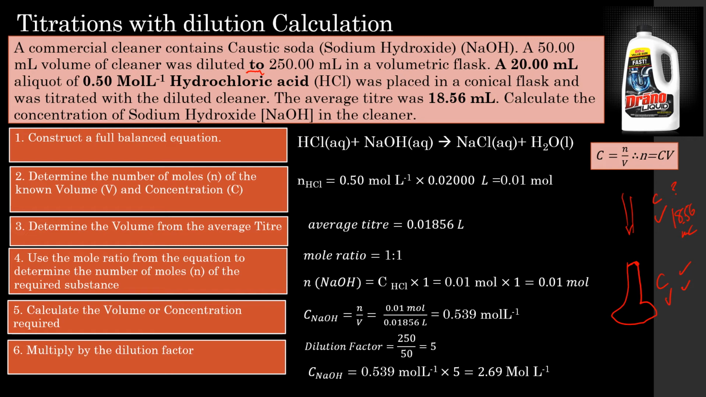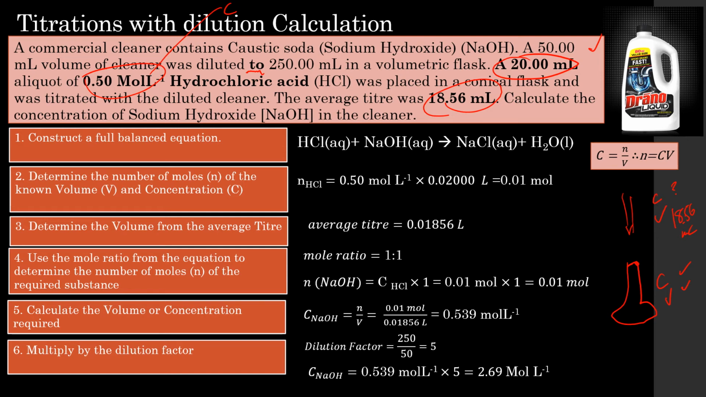Now let's determine the number of moles in what's known. So what do we know? We know 20 mL and 0.5 molar, so that's our volume and that is our concentration, so we'll use that one down below. We always place it in a conical flask down below. In this case, the average titer is the sodium hydroxide, the diluted solution of Drano, and we need to find the concentration of the sodium hydroxide in the Drano.